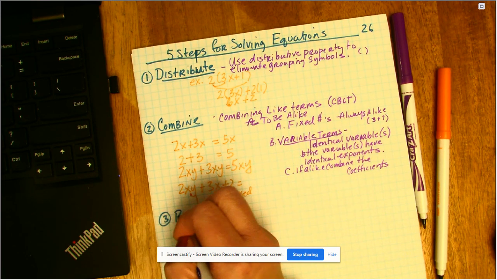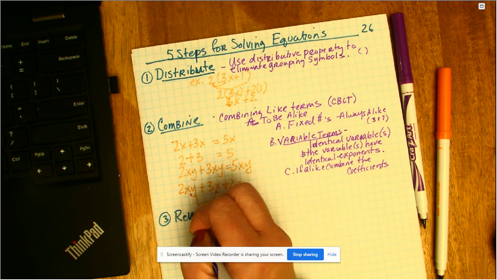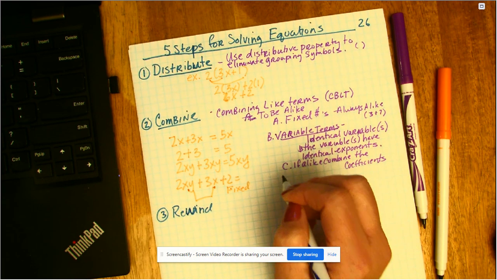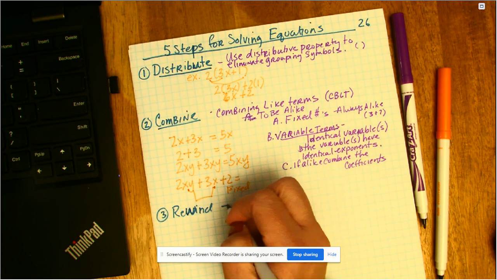Step 3 is rewind. So this is where that multiplicative inverse and the additive inverse are going to be used.